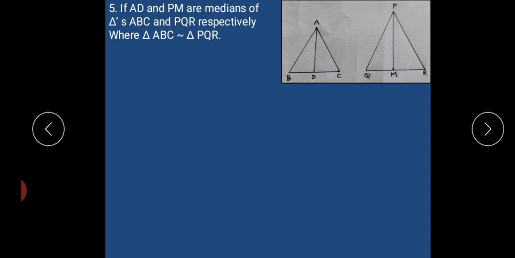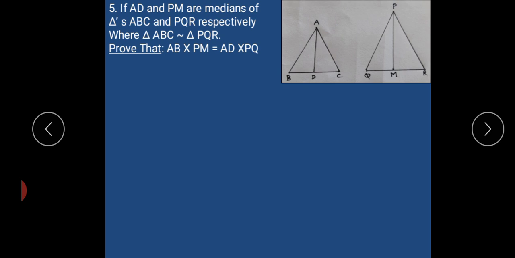This is the question, and we'll read the question along with the figure. If AD and PM are medians of triangles ABC and PQR respectively, where triangle ABC is similar to triangle PQR. The triangles are similar is given. What is asked to prove? AB into PM is equal to AD into PQ.